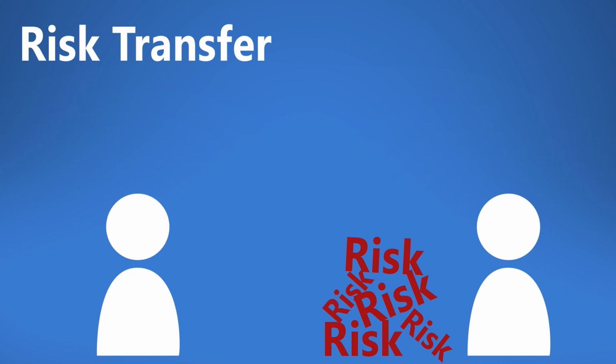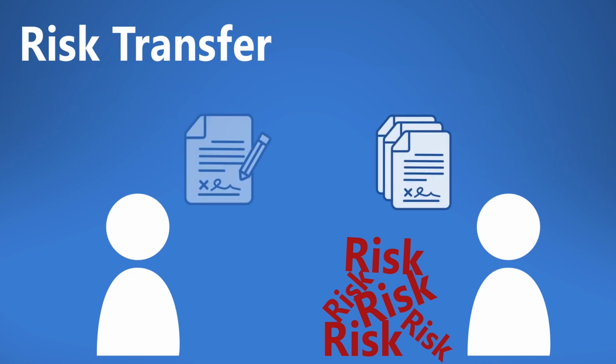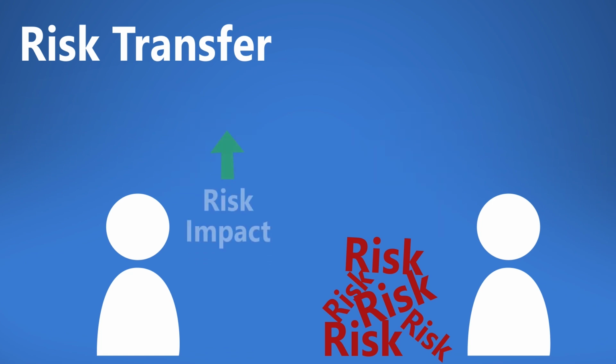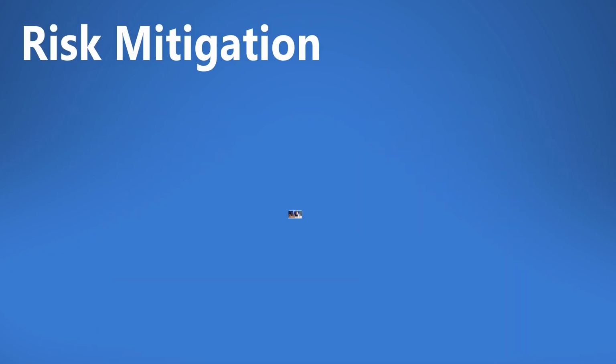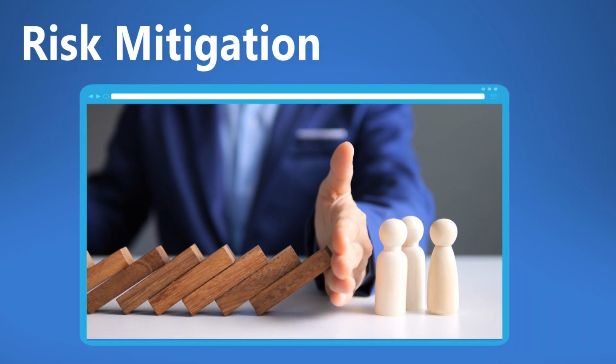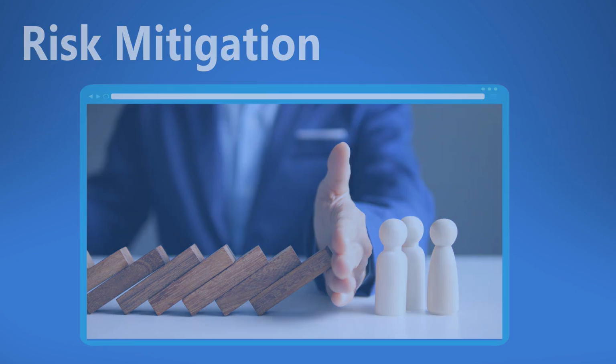Risk transfer. This strategy involves shifting the risk to a third party, typically through insurance or contracts. It's applicable when the risk impact is high, but its occurrence is less probable. Risk mitigation. This involves steps to reduce the impact or likelihood of the risk.